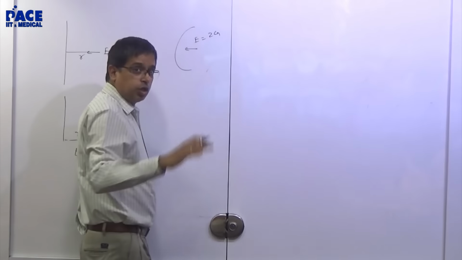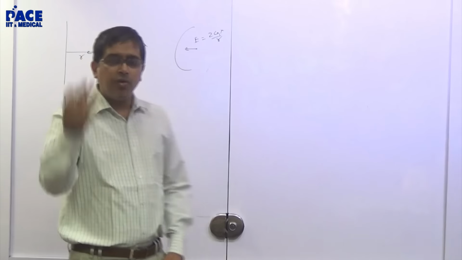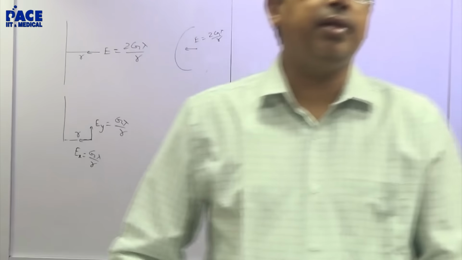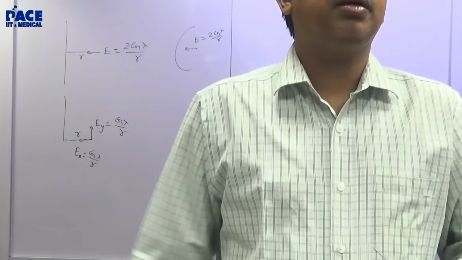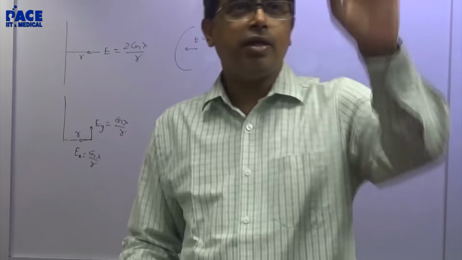Sir, 2G lambda by R. Lambda by. You are saying 0 in the start. Whoever gave you that answer, hit him one on the head. Whoever told you 0 in your batch, hit him one on the head. Right. Now switch off.